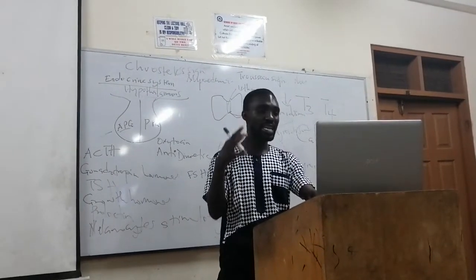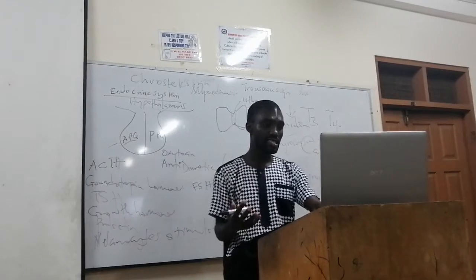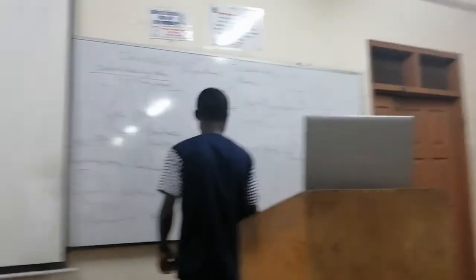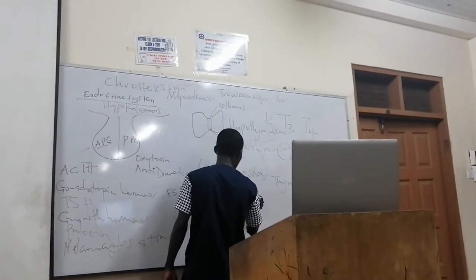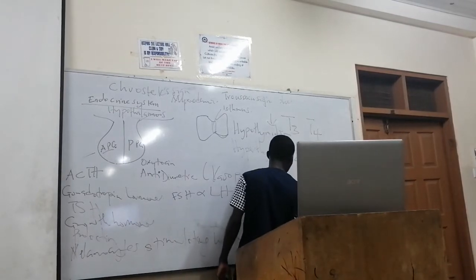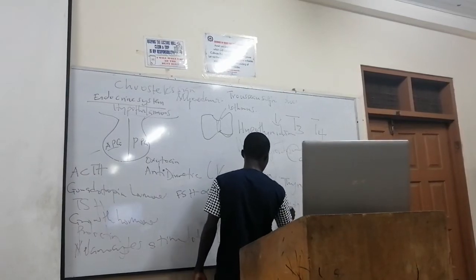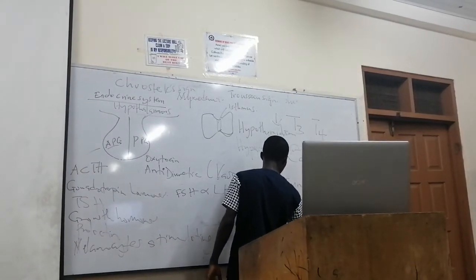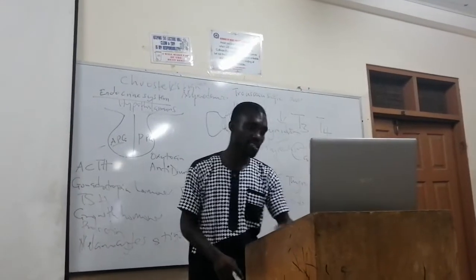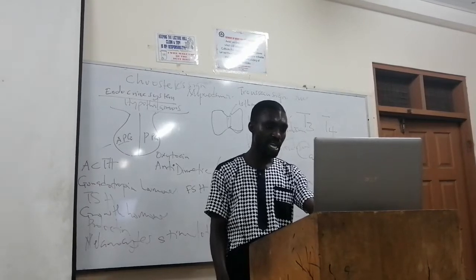So depending on the cancer, depending on the stage, a total thyroidectomy can be done, or partial thyroidectomy. So we can do total thyroidectomy or partial thyroidectomy, depending on the stage of the cancer. So depending on the stage of the cancer, you can do total thyroidectomy or partial thyroidectomy.